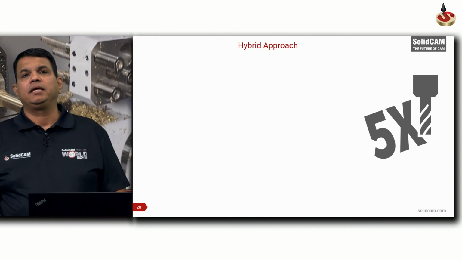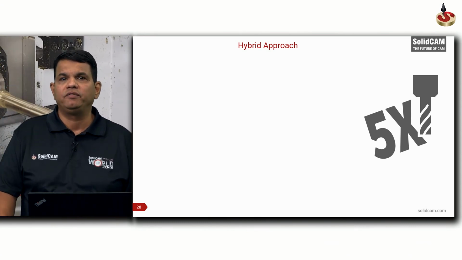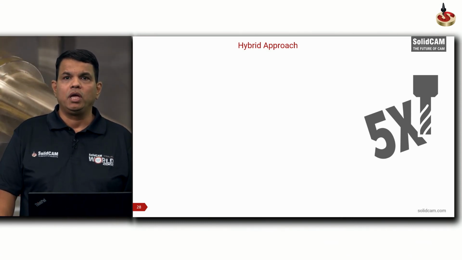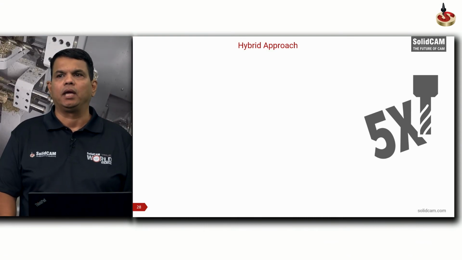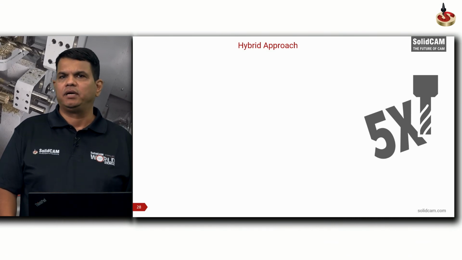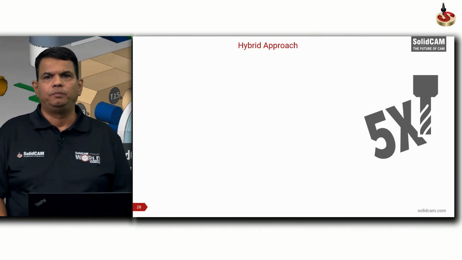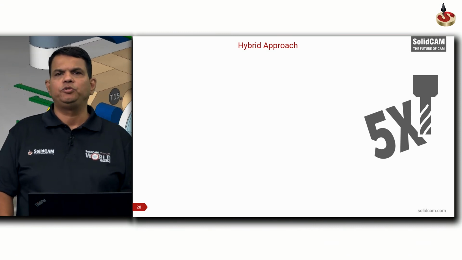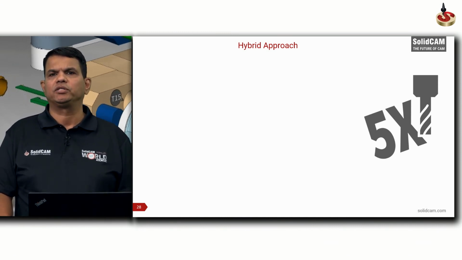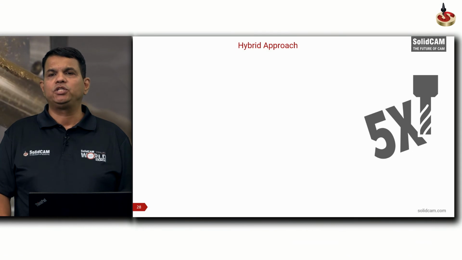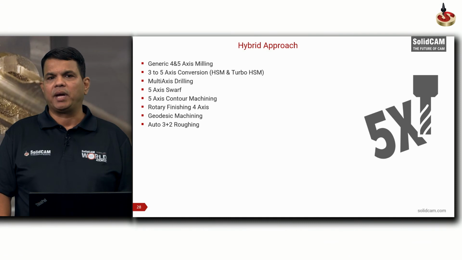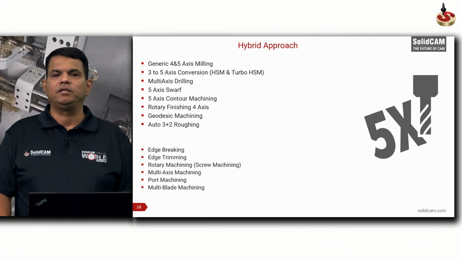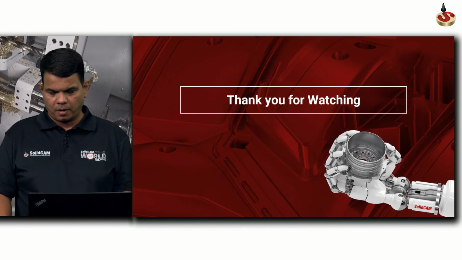Apart from selling the 3 standard packages, we also have the hybrid approach in which the user can pick whatever he wants. Let's assume the user wants only edge breaking. So he doesn't have to buy standard, he doesn't have to buy premium or professional, he just buys edge breaking and that's it. He adds it to his 3-axis bundle and he's done with it. So that's why we also have the hybrid approach in which we have got all the standard packages and also all the automation packages that we have inside SolidCAM.